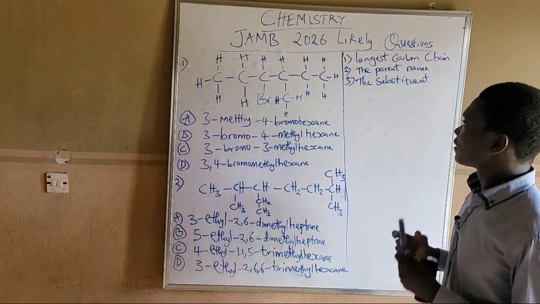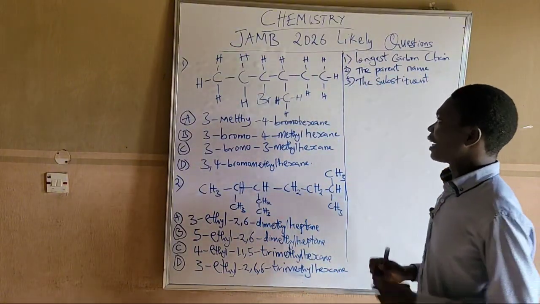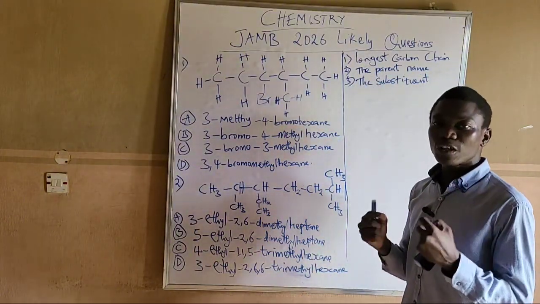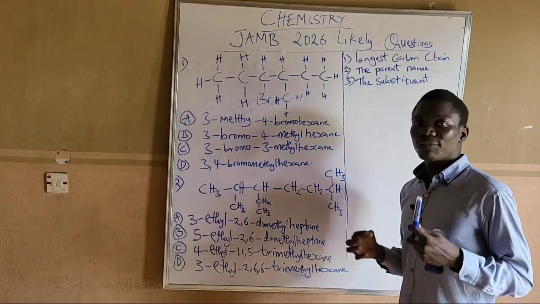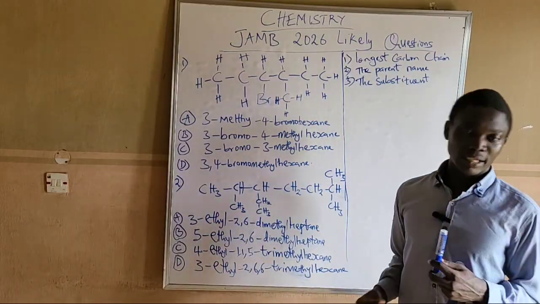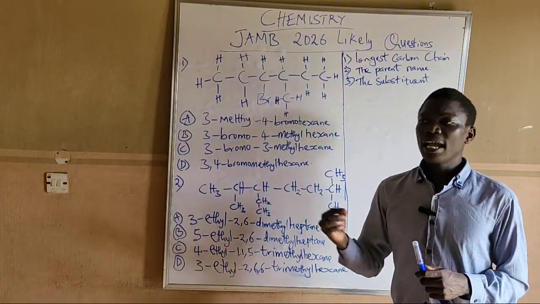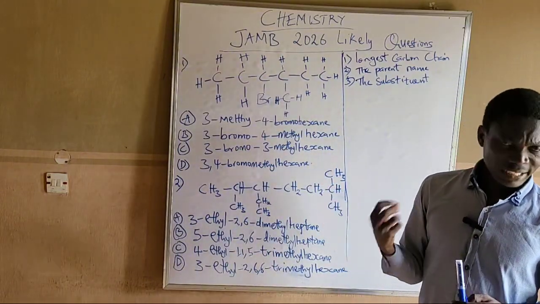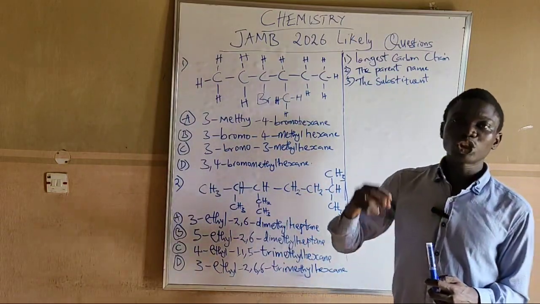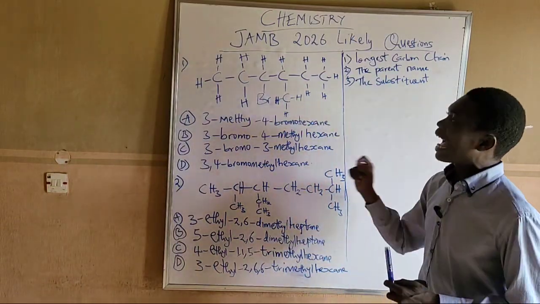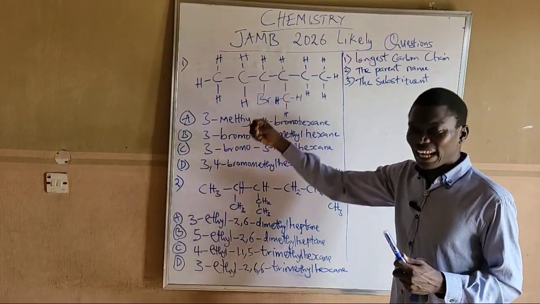What is the parent's name? Now, if you look at this structure, you will see that they all have single bonds, which signifies that it is an alkane. You know, in organic chemistry, alkanes have single bonds, alkenes have double bonds, and alkynes have triple bonds. So this is an alkane. Now, how are we going to determine the parent's name?